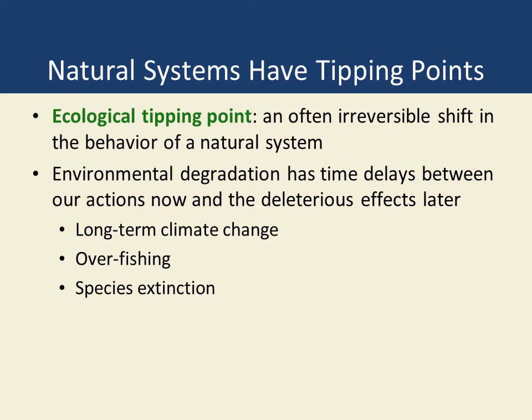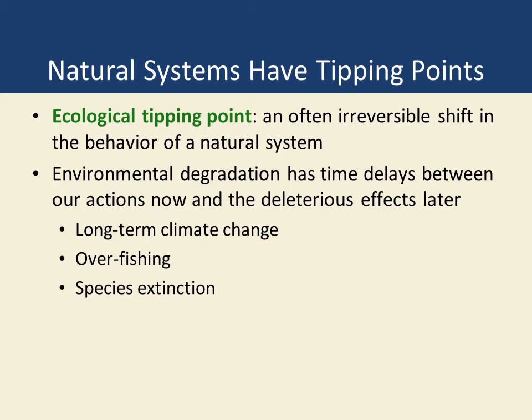Let's take out a species. Maybe there might be no major differences in that ecological system, in that ecological environment, but as you keep on taking out these species, you took out another one, you took out another one, there would be a point where the balance would tip and things would change forever. Now there would be an irreversible shift in the behavior of a natural system.